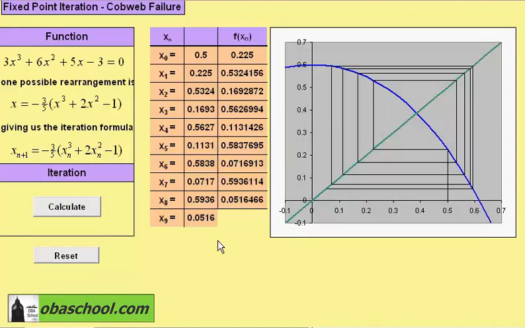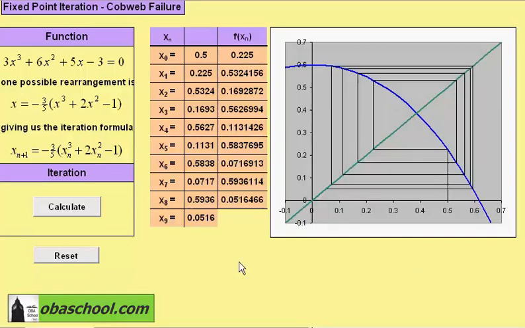As we've said, the crucial thing is the gradient in the vicinity of the root. If we can find an arrangement of this which gives us a g function which has a shallow gradient between -1 and 1 in this region, then it will find this root.